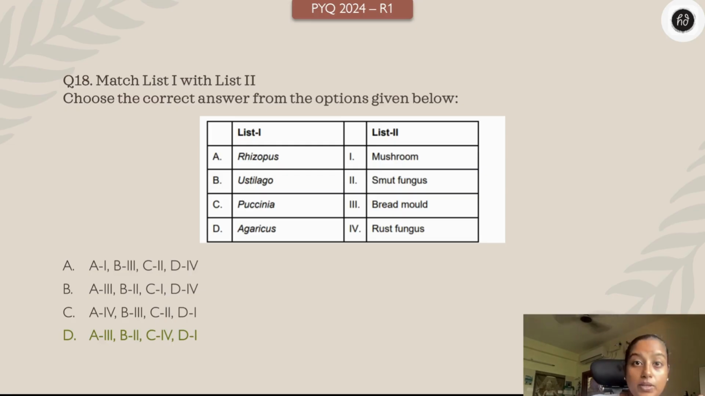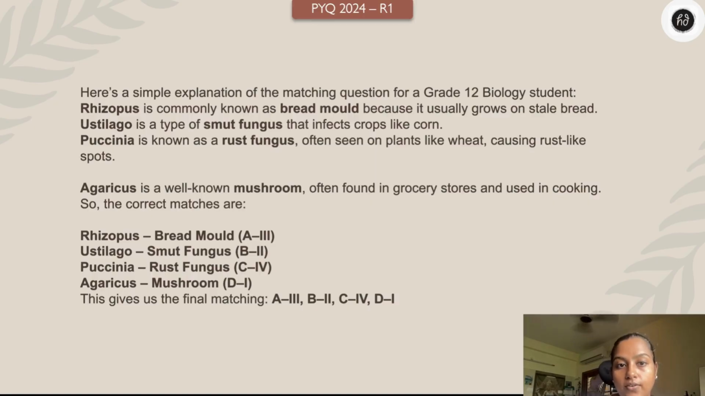Let it be. Now, we know the answer, but also fill in Ustilago and Puccinia. Ustilago is nothing but the smut fungus, which infects the corn. Puccinia is the rust fungus, which is seen in wheat and others. So keep that in your mind. Rhizopus is bread mold, Ustilago is smut fungus in corn, Puccinia is rust fungus in wheat, and Agaricus is mushroom.